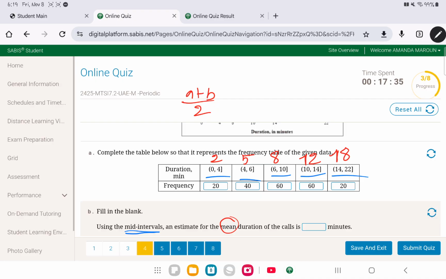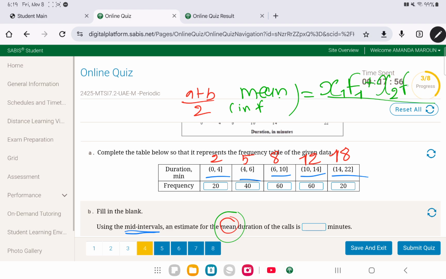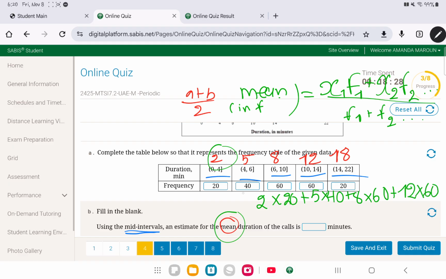Since we have a frequency, to find the mean, we are going to use this equation. Mean with frequency is equal to duration 1 multiplied by its frequency, plus duration 2 multiplied by its frequency, and so on and so forth, over the total frequency. So let's take duration 1, which is 2. It's going to be 2 times its frequency, 20, plus duration 2, which is 5 times 40, then plus 8 times 60, plus 12 times 60, here it does not fit, so I'll move it to this side, plus 18 times 20, and then we're going to divide it all by the total frequency.